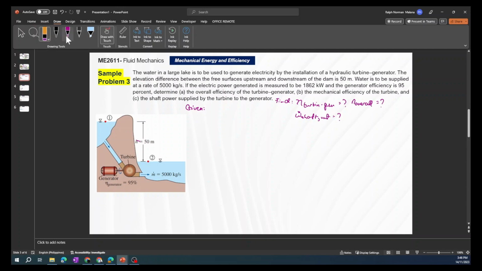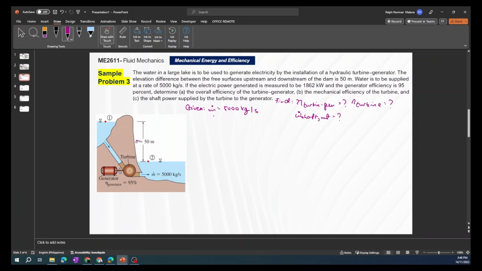Sorry, again. Yeah, so, a turbine here. Just a turbine, then a workshop. Okay, so we're given several things. First things first, we're given a mass flow rate of 5,000 kilograms per second.